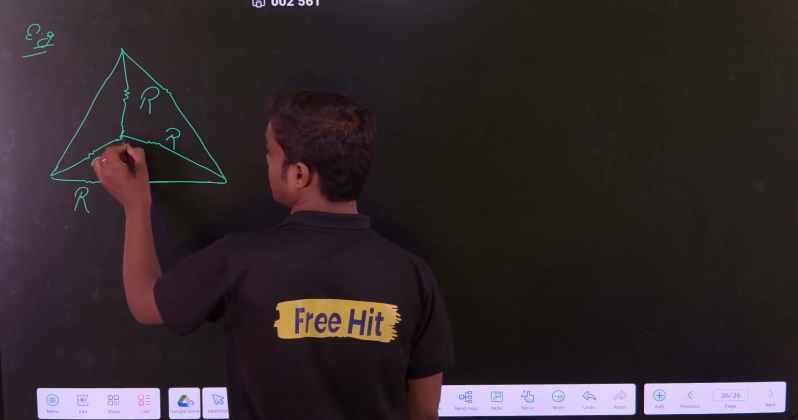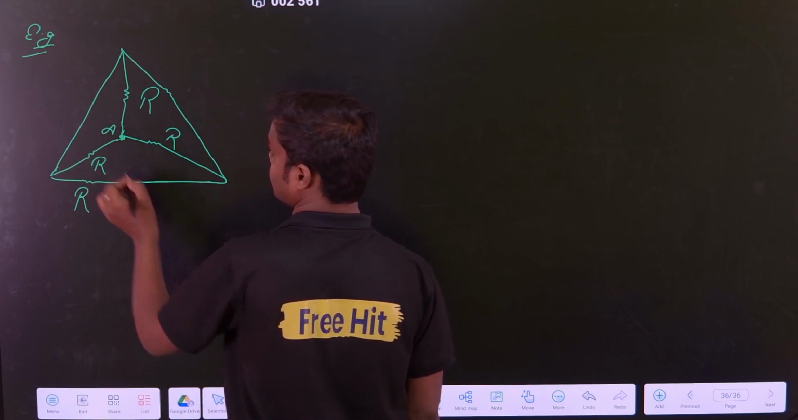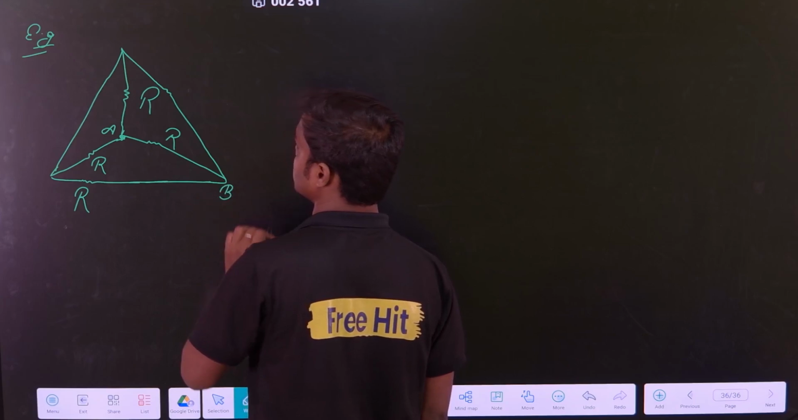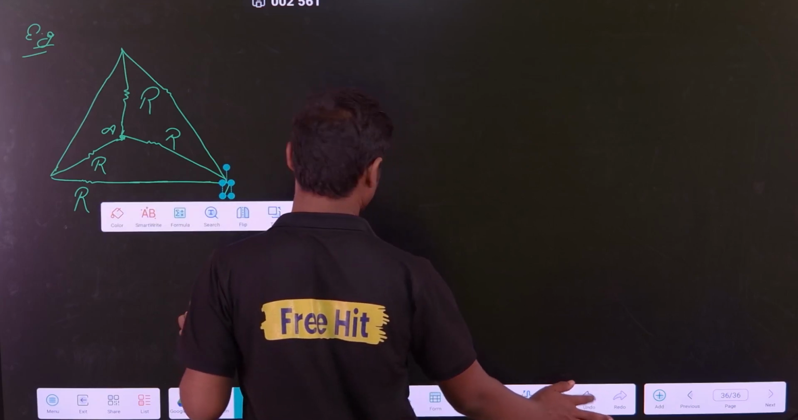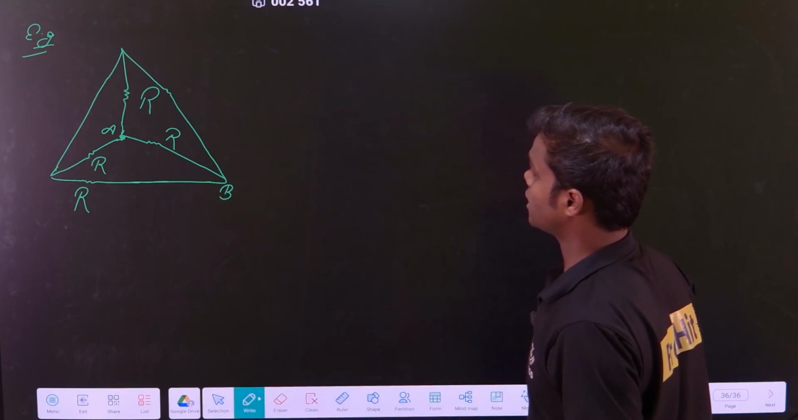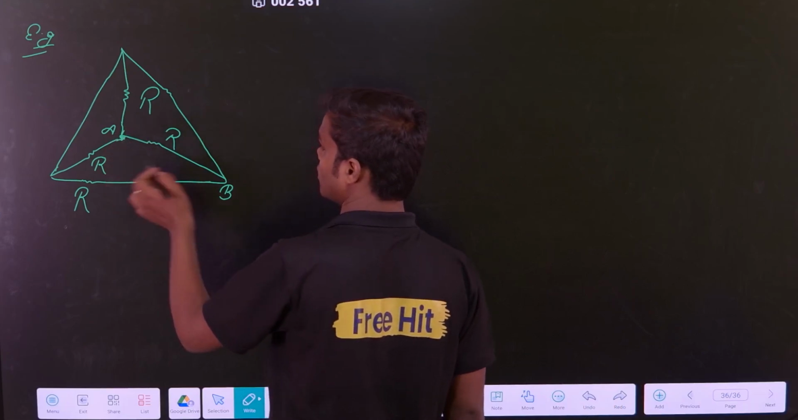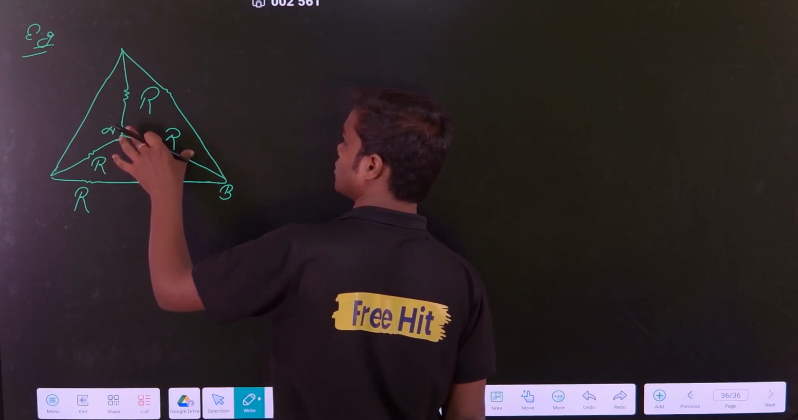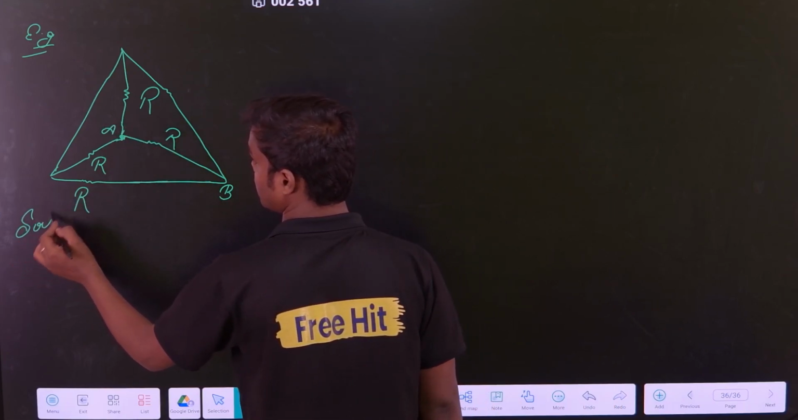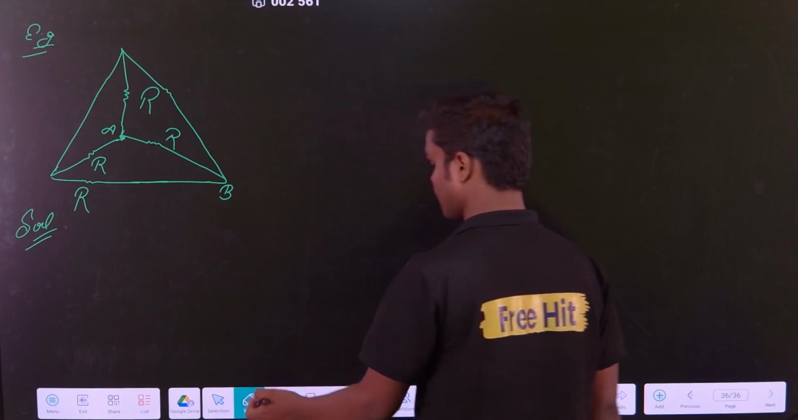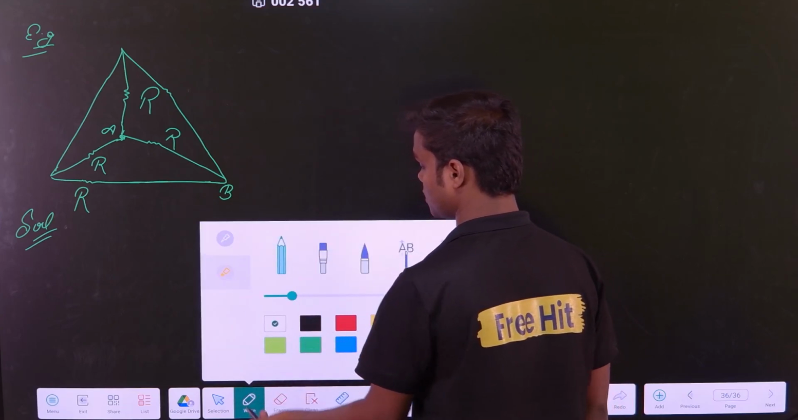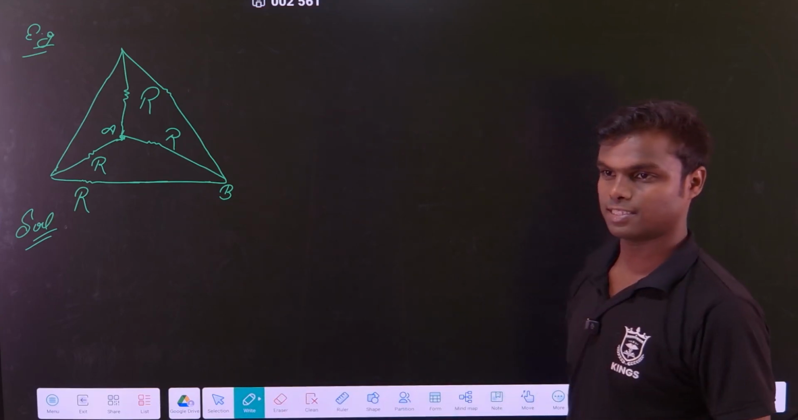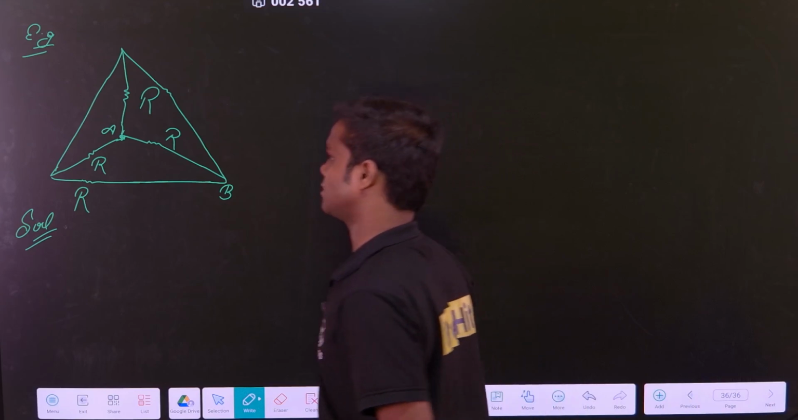Okay, this point is A, this point is B. I hope you are understanding the diagram. All are R. You have to find R_AB across this. Basically, it is a triangle type of thing. The shape doesn't matter; you have to understand the concept. Basically, that is the only important thing.